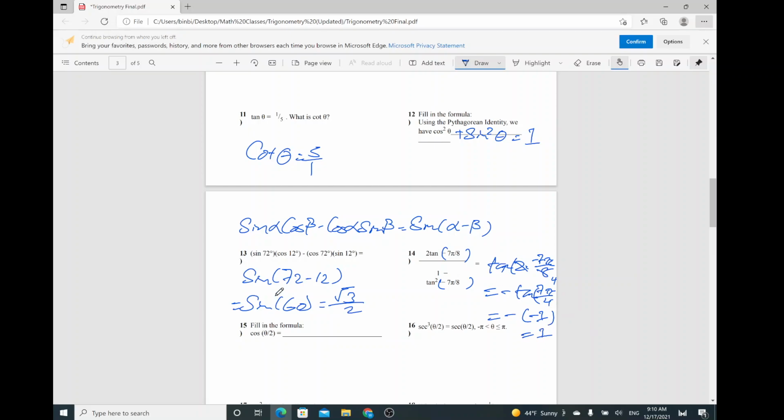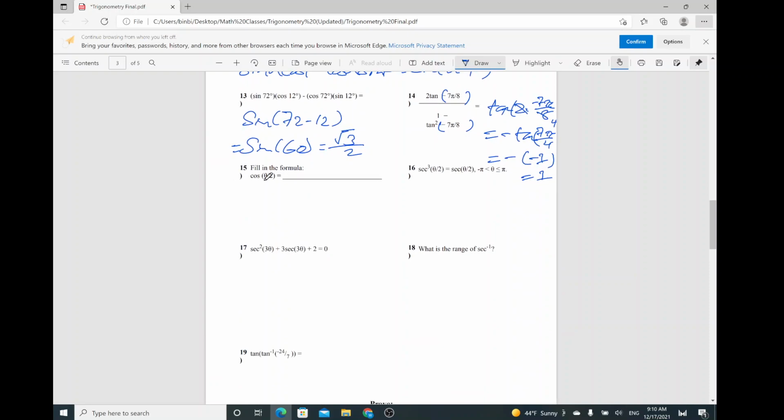And then half angle identity. So for cosine of theta over 2. So this one is always considered plus minus square root of 1 minus cosine of theta over 2.